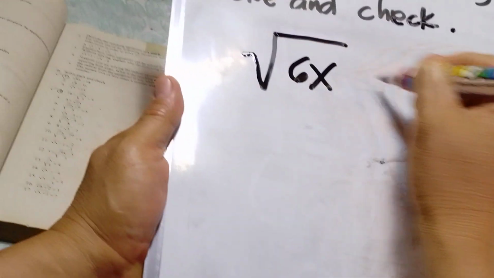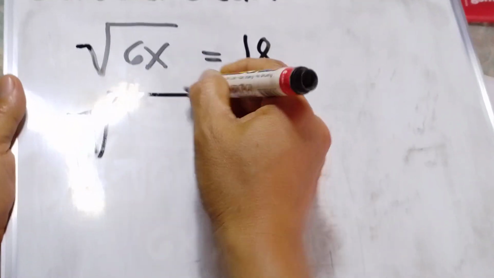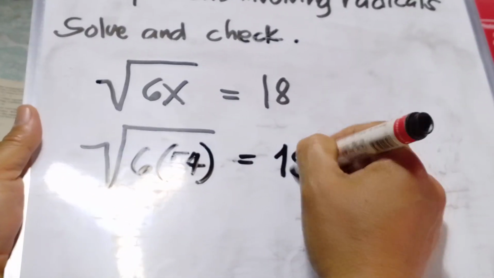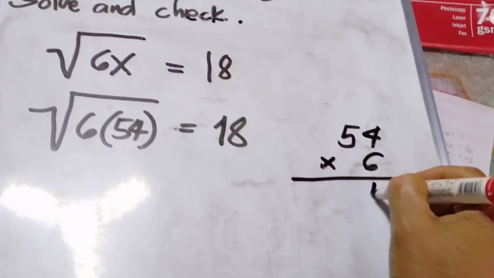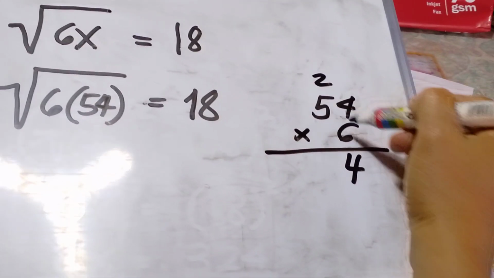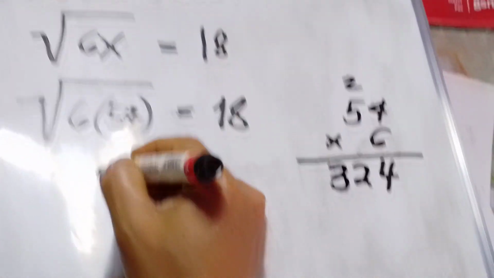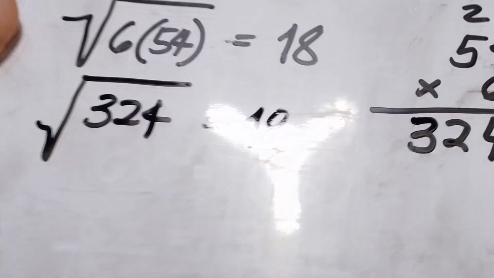Okay. So I have to check this one. To check this one is to substitute in the given equation the value, which is 54. So I have to substitute 6 times 54, and then this will be equal to 18. So what is 54 times 6? 4 times 6 is 24. Carry 2. 5 times 6 is 30 plus 2, that is 324. So this is square root of 324 equals 18.